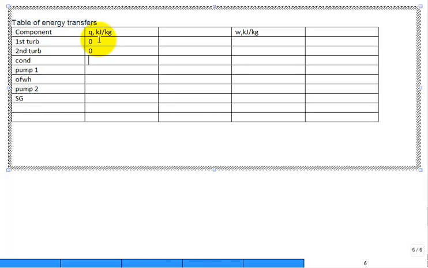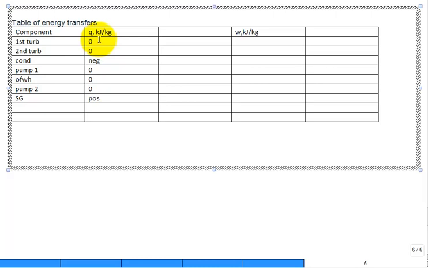How about the condenser? Oh, it's going to be a significant heat transfer, and because it's heat transfer out, I anticipate this to be negative. I'm just going to make that mental note. I'm looking for a negative number there. How about for the pump? No, they're adiabatic. How about for the open feed water heater? Well, it has heat transfer between the hot steam side coming in and the cooler liquid side coming in, but no heat transfer with the surroundings. And then the steam generator is going to be a large positive value.